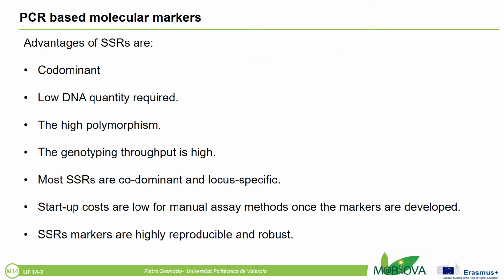The advantages of SSR are they are codominant, low DNA quantity is required, they have high polymorphism, the genotyping throughput is quite high. Most SSRs are codominant and locus specific. Startup costs are low for manual assay methods once the markers are developed, and the SSR markers are highly reproducible and robust.